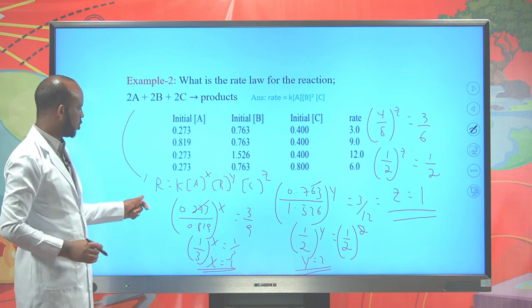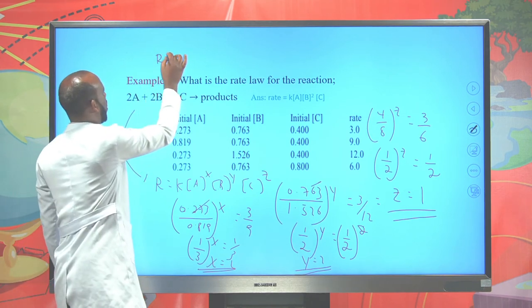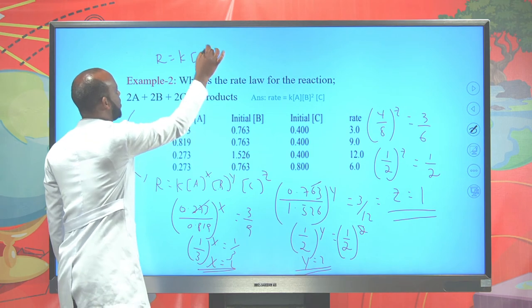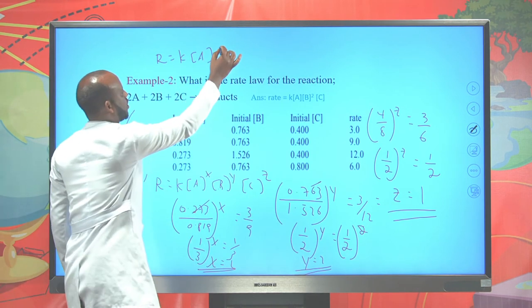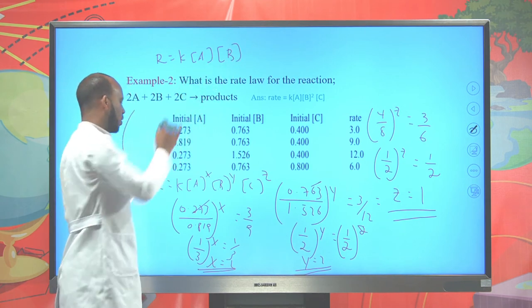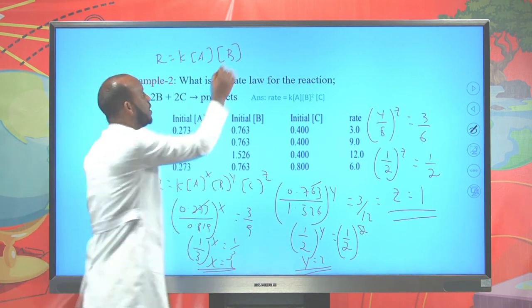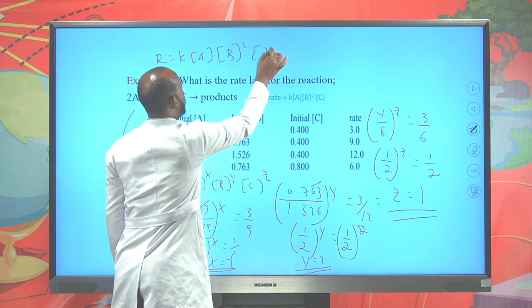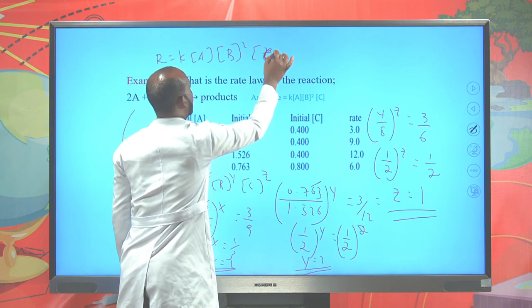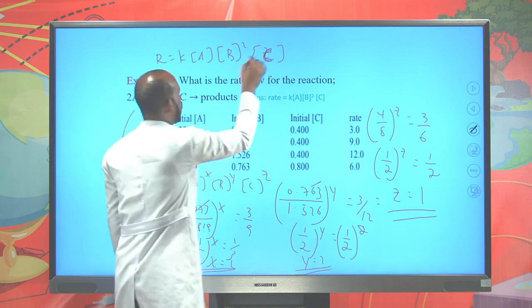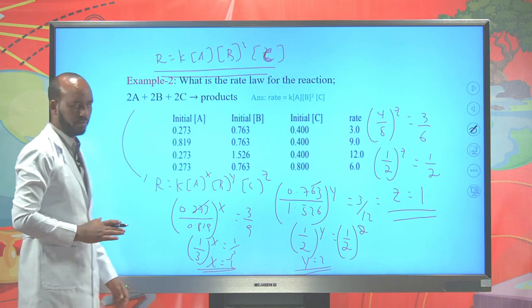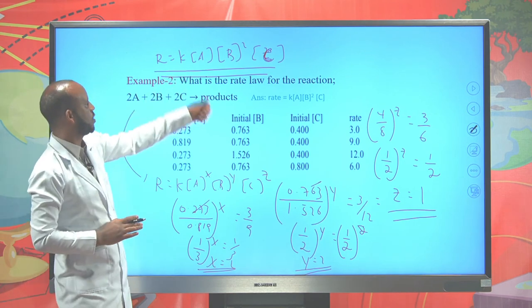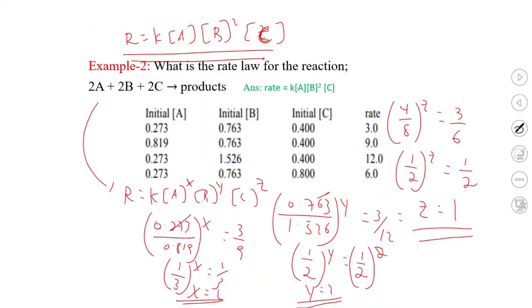Therefore, the rate of this reaction is R equals k times concentration of A to the power of x, the value of x is 1, times concentration of B to the power y, the value of y is 2, times concentration of C to the power z, the value of z is 1. Now this is the rate law for this reaction: rate equals k times concentration of A times concentration of B to the power of 2 times concentration of C.